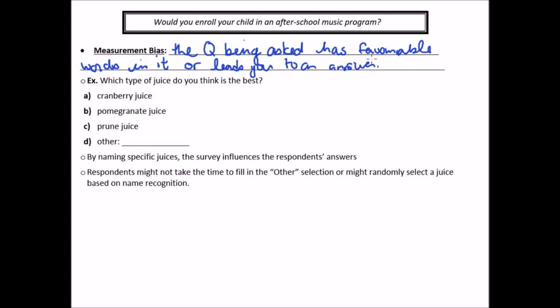Here's another one. Which type of juice do you think is the best? Cranberry, pomegranate, prune, or other? What this does is it provides three examples and then it says other. It specifically names three juices. Immediately, if you like one of those three juices, you may quit thinking and choose one of these three juices. However, that's a bias. You either should name four juices and ask which one you like best, or just simply put other and allow the person to think for themselves.